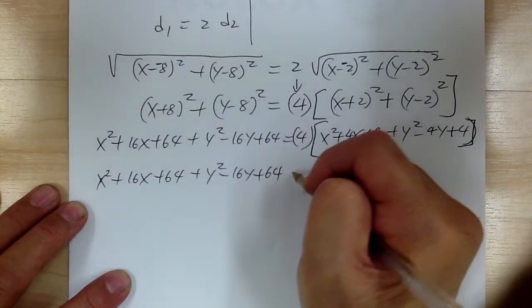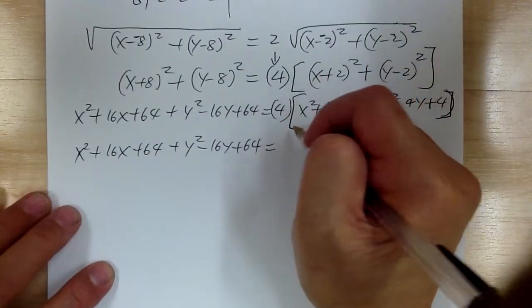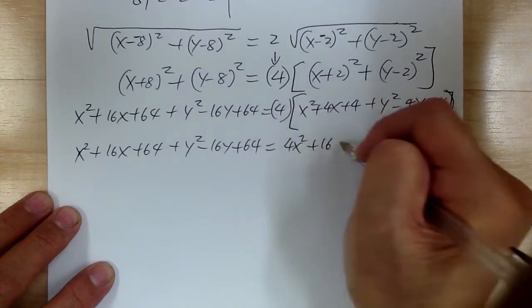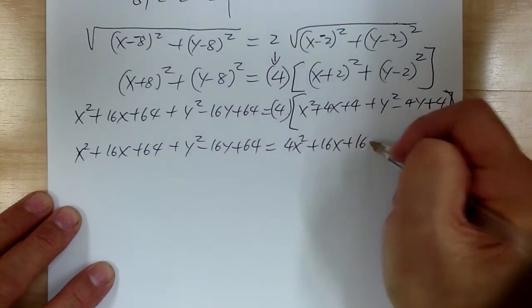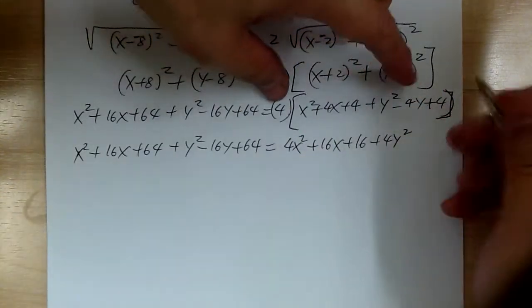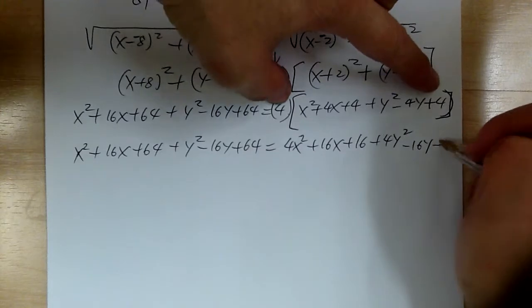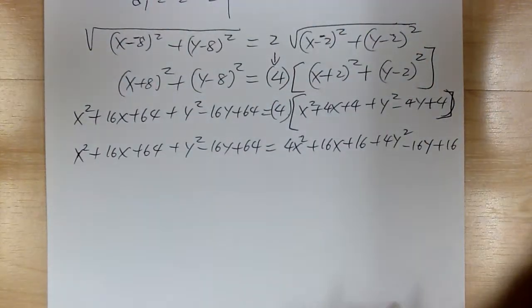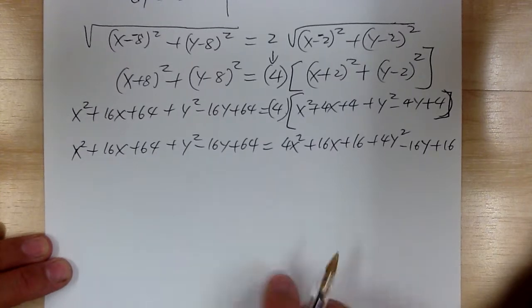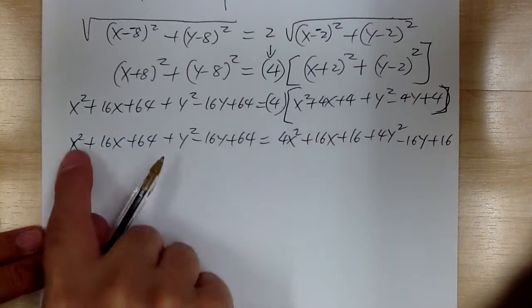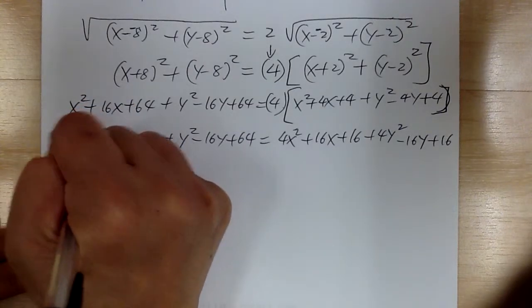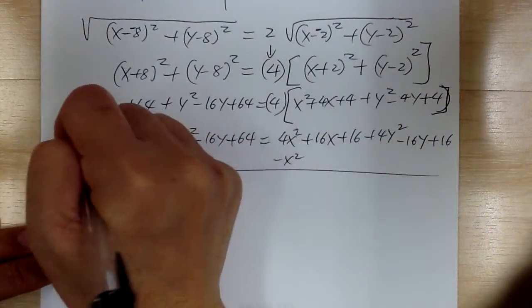So that helps you to avoid careless mistakes. Multiply, you get 4x squared, multiply 16x, multiply 16, plus multiply 4y squared, multiply minus 16y, multiply plus 16. Okay, next step is I'm going to simplify. Since this is the bigger coefficient than that, I'm going to move it to this side to avoid negatives. So minus x squared, that takes care of that one.